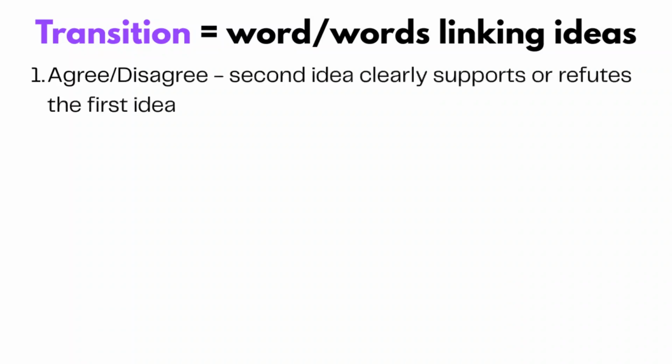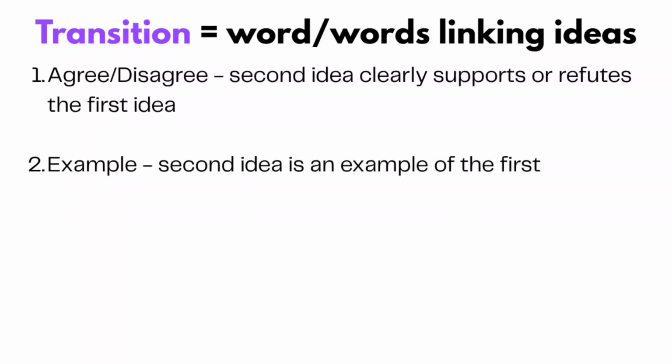The first type are agree or disagree transitions, and this is where the second idea clearly supports or refutes the first idea. The second type of transition is an example transition, and this is where the second idea is an example of the first idea. Don't mix these up with the agree transitions. When you're dealing with an agree transition, it's a different idea that supports the first idea, whereas in an example, it has to actually be an example of the first idea.